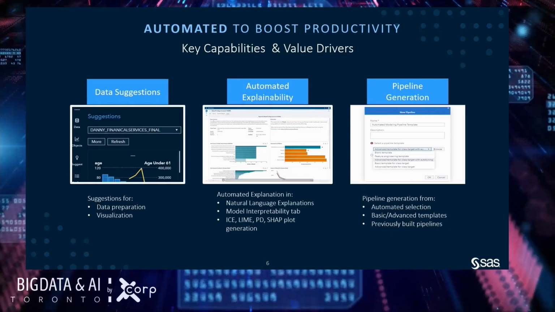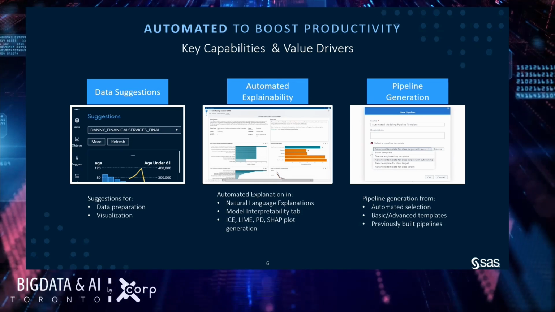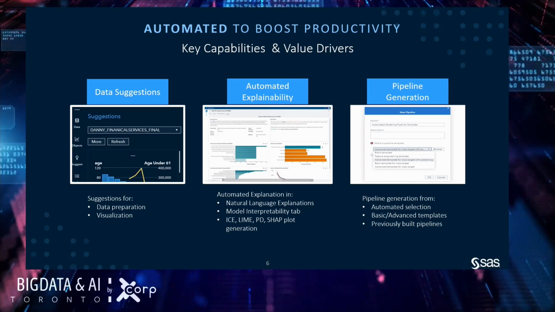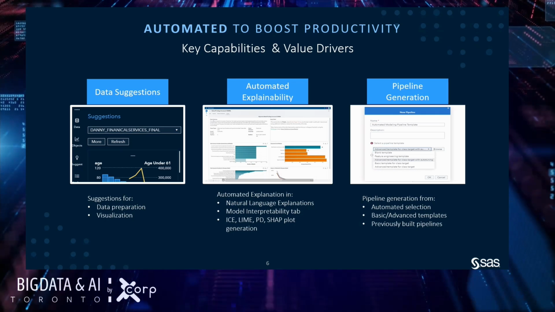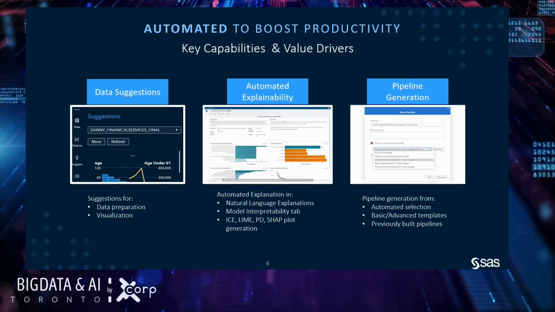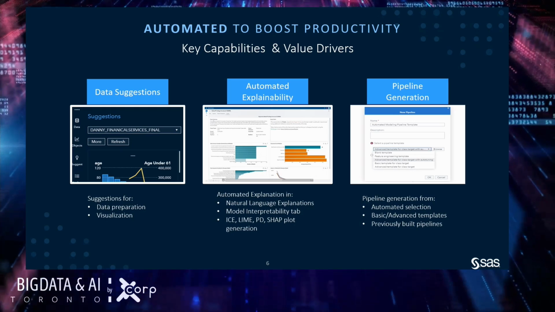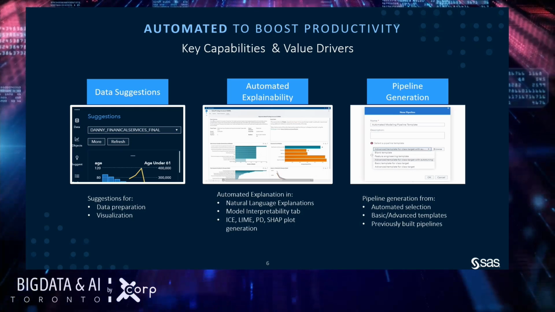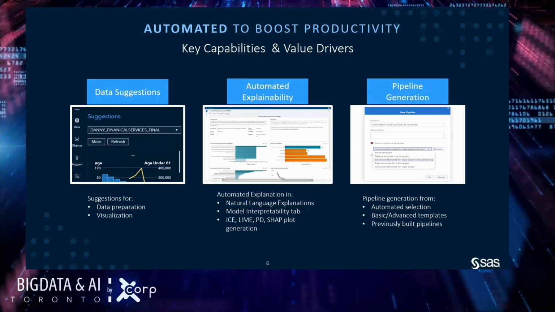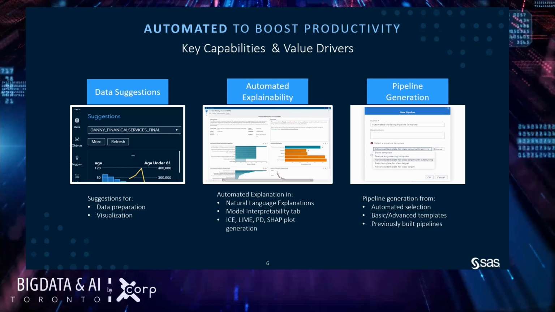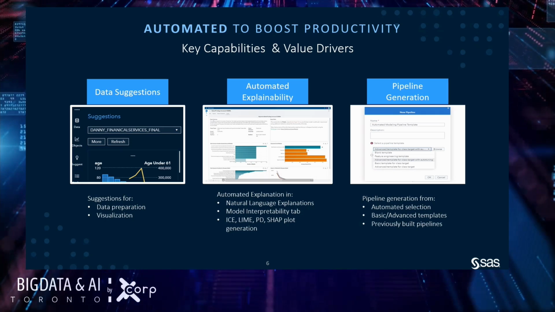Next, we have automated to boost productivity. We have it in three sections, and we'll start with data suggestions, which is Viya telling you what it suggests you do for data transformation, and what visualization it views as impactful. Sometimes Viya will suggest data transformations and visualizations that it believes will be best for your project. As you can see in the picture there, it's suggesting a graph for the data set without me asking it to do so.